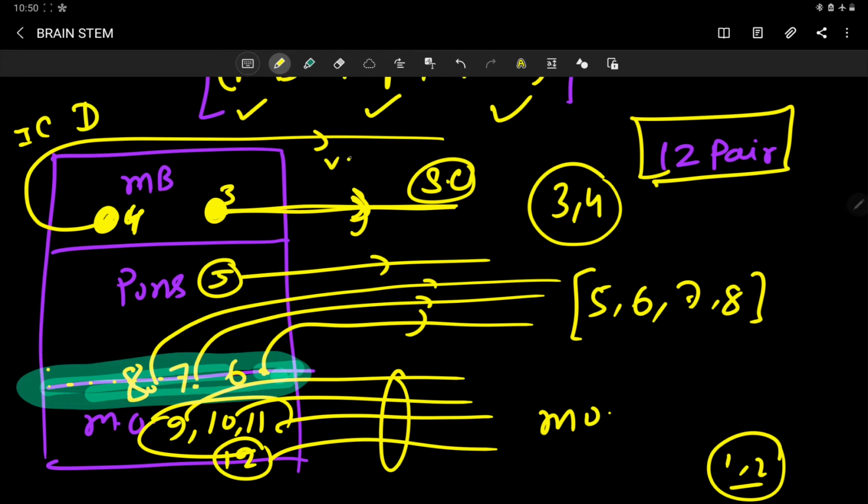This is the dorsal aspect, this is the ventral aspect. So the fourth cranial nerve is emerging out from the brainstem from the dorsal aspect, only one cranial nerve. And you can see the fifth cranial nerve.